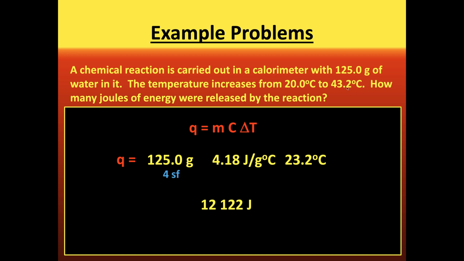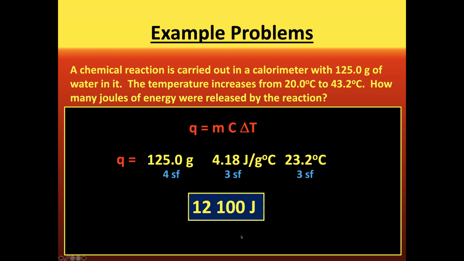But you guessed it, we need to deal with significant figures. So our first number has 4 sig figs, 3 sig figs, 3 sig figs. We always go with the fewest sig figs. 1, 2, 3. We round it off to the nearest hundred. 12,122 to the nearest hundred is 12,100 joules. So rounding, this is your first practical application of the use of rounding.